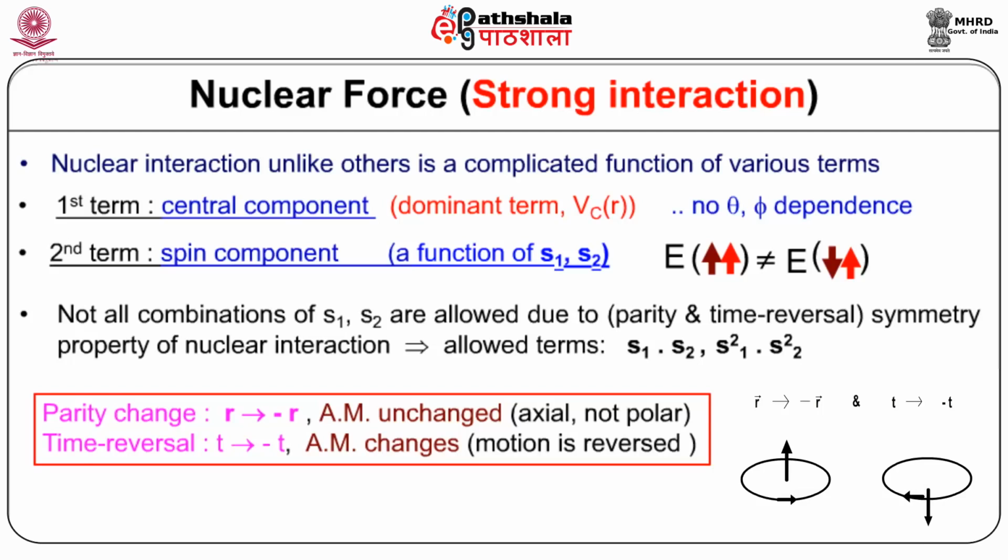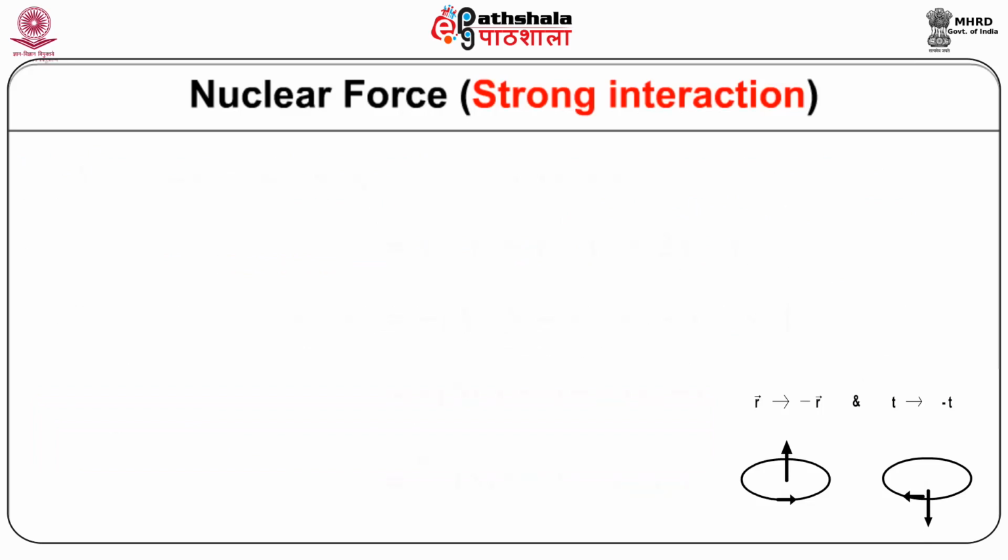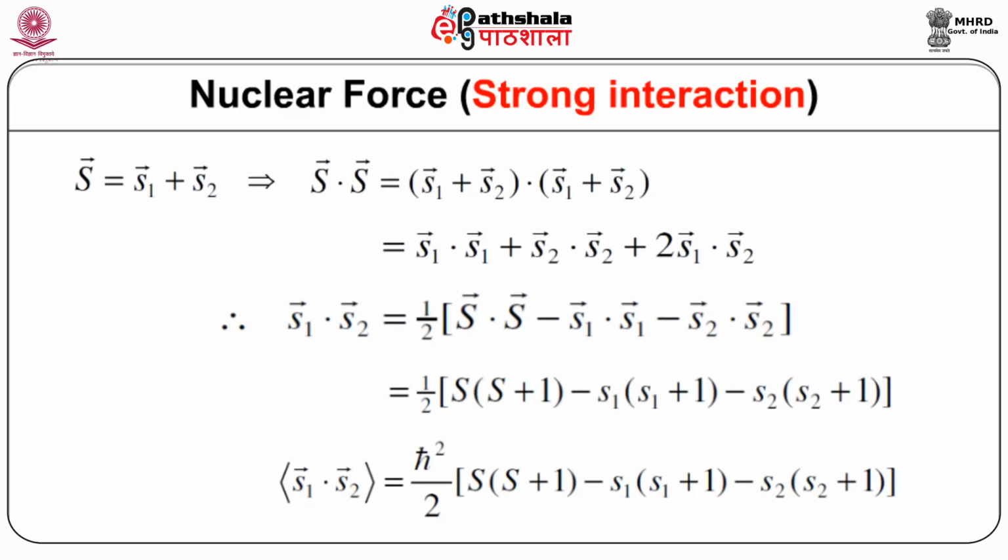Now, what is the meaning of parity change? When r is changed to minus r, angular momentum is unchanged. Time reversal symmetry means that when t is changed to minus t, angular momentum changes, that is, the motion is reversed. We are discussing the various components of the nuclear force. In this slide we discuss the possible components of the spin term. As we saw in the previous slide, not all combinations of S1 and S2 are possible. The only possible components are S1 dot S2 and S1 squared dot S2 squared.